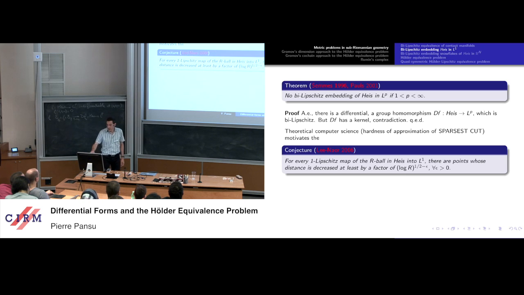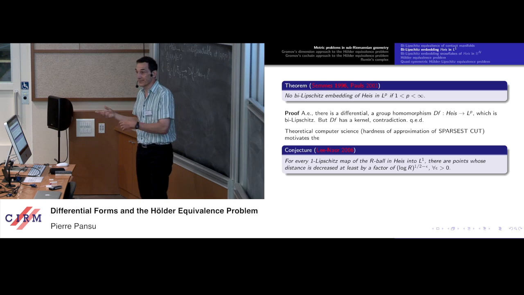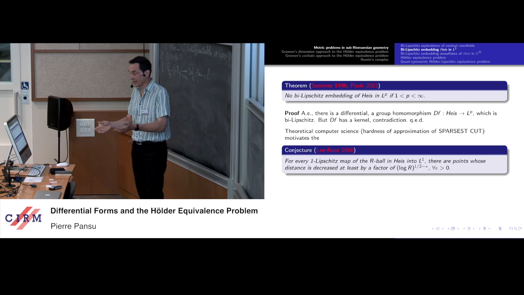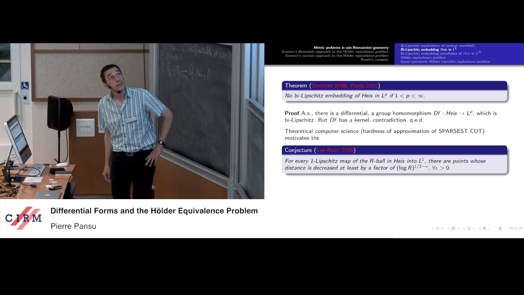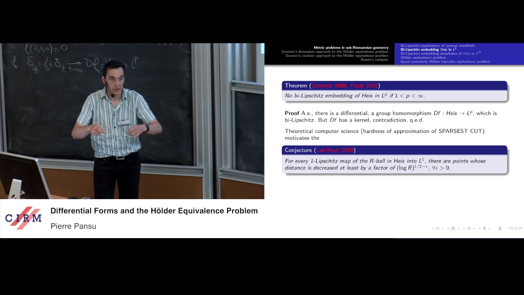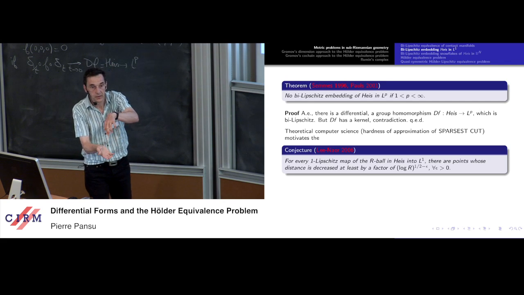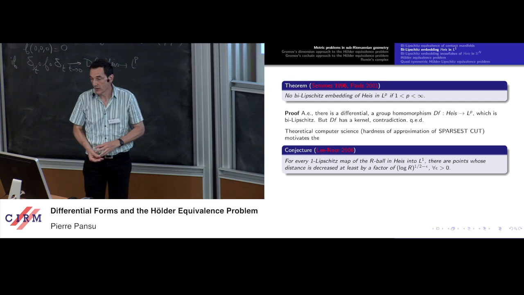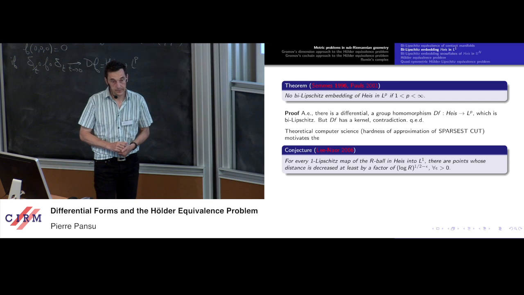And these people from computer science already know what the distortion of an embedding of the Heisenberg group in L1 should be. They have their secrets, which I can tell. And the conjecture is stated there. A map cannot be bi-Lipschitz, so there must be points. If the map, let's say, has Lipschitz constant 1, then conversely there must be points which are mapped very close to each other, right? And the factor is written here. It's the square root of log r in a ball of radius r.